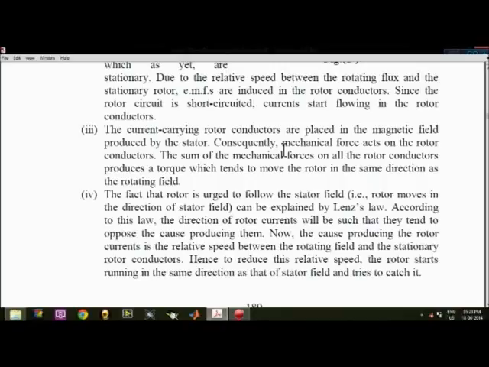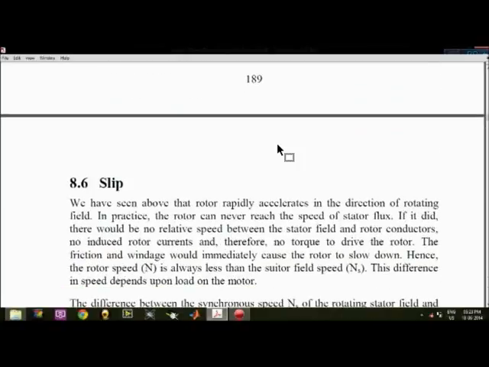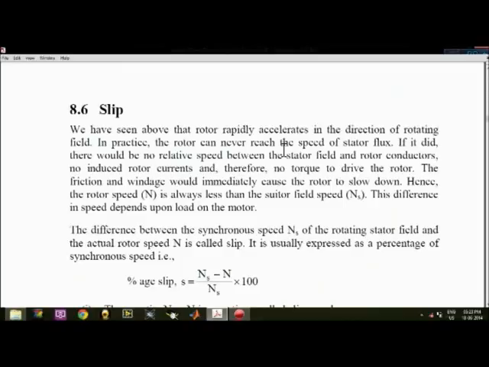The rotor is urged to follow the stator field, so the rotor moves in the direction of the stator field, and the reason for this is Lenz's law. It will oppose the cause that produces it. So it moves along with the stator field, and hence we get a unidirectional movement of the rotor. So this is the basic principle of rotation of an induction motor.